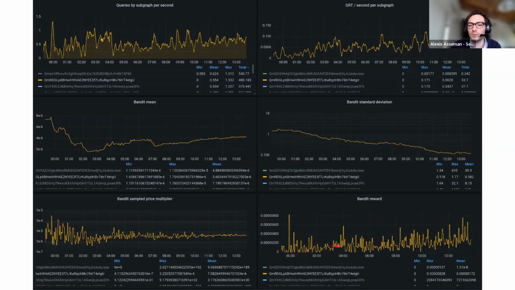We can see our reward going up as expected. The reward in that particular case is the price multiplier times queries per second. And we can also see that the GRT per second that we're making is going up over time. So it's a pretty good run here.